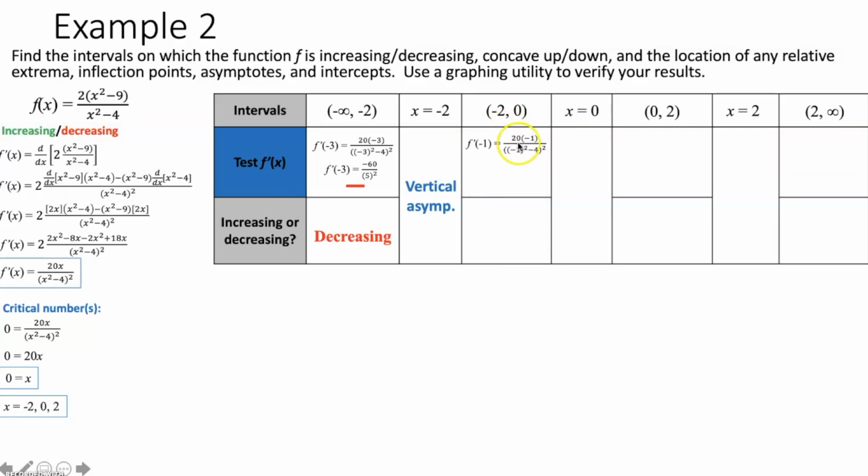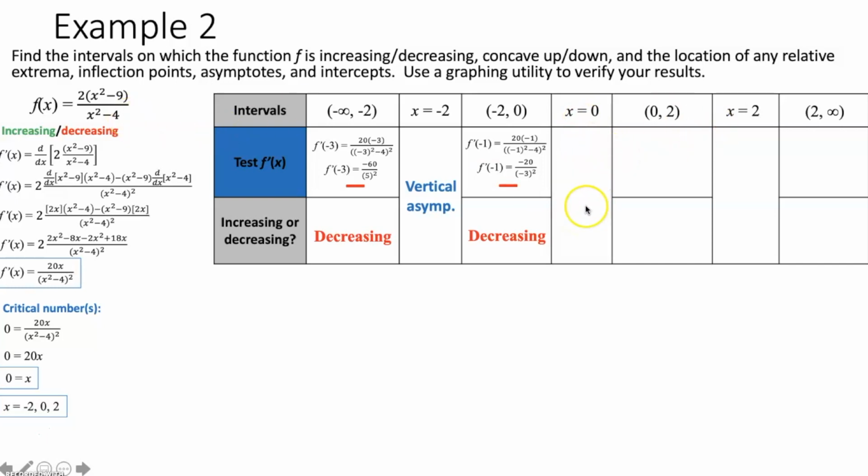How about negative 1? If I plug in negative 1 to my derivative and I simplify, I end up getting negative 20 over negative 3 squared. Negative 3 squared is going to become positive, so we have a negative number over a positive number. That's going to be negative, meaning that the derivative of this function on this given interval is negative, meaning that the slopes of the lines tangent to this function on this given interval are negative, meaning that this function on this interval is decreasing. Now, at x is equal to 0, is there an asymptote?